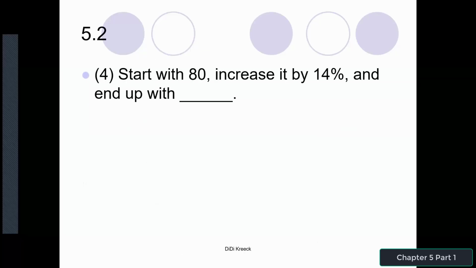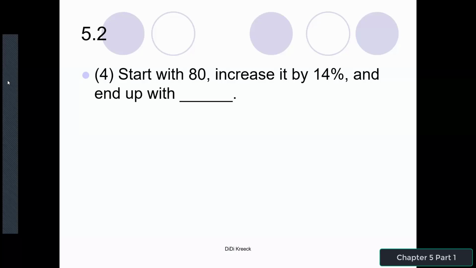In 5.2, problem number 4, you can see the problem starts with 80, increases by 14%, and ends up with what amount? Some of you might not feel it's worded clearly. So to me, it would be easier if we could draw a graph.